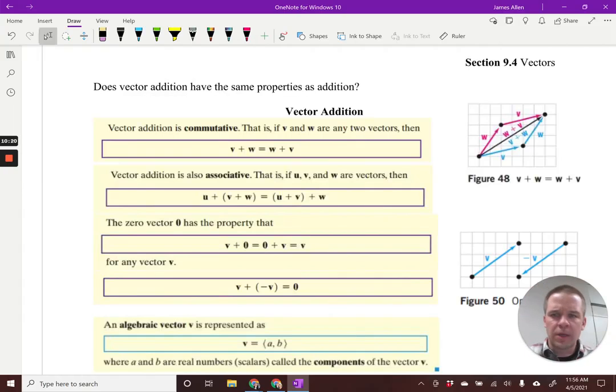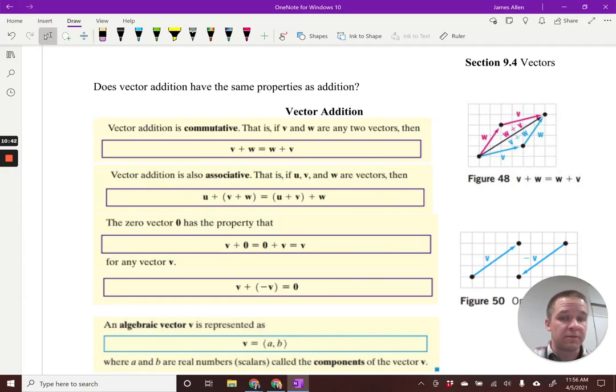So fun. So you may have been asking yourself, hey, does vector addition have the same properties as our usual addition that we've known since like 2nd grade or whatever? But yes. So vector addition is commutative. Okay? V plus W is equal to W plus V. Notice those are bold letters. They don't need the little arrow.